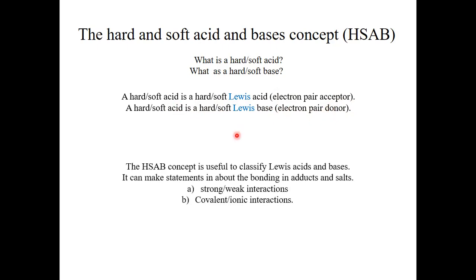So now what is the use of this? Because the hardness and the softness can be used to predict whether Lewis acid-base interactions are strong or weak, respectively. And it can also make statements about the covalency and the ionicity, respectively. So we can predict whether we are more likely to get a covalent bond or an ionic bond. And that's very useful from a practical perspective.